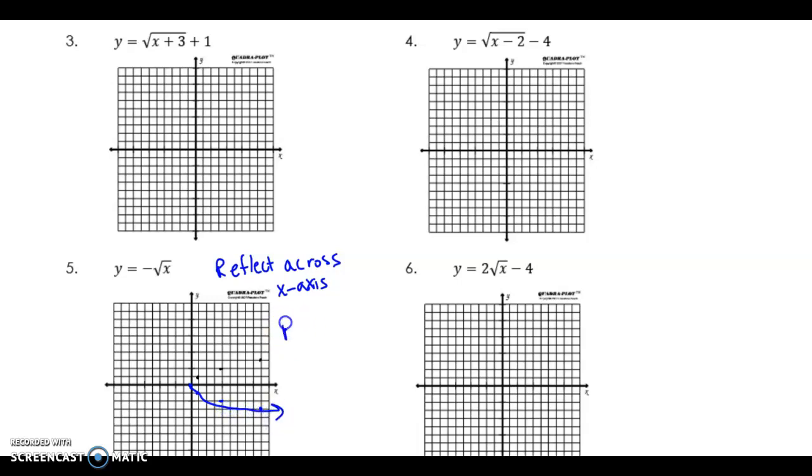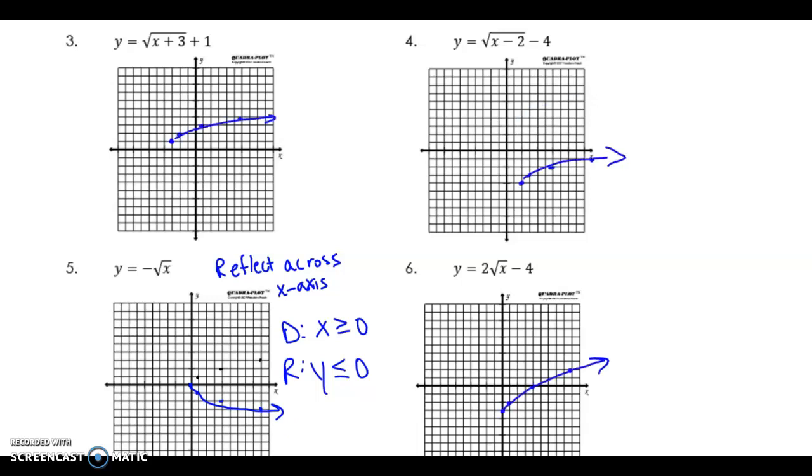So this time for domain and range, domain still is the same. X needs to be greater than or equal to 0. But range, what can y be? So now we have a maximum point, not a minimum point. So we're going to say y needs to be less than or equal to 0 because it needs to be 0 or below. All right, why don't you guys pause the video and go ahead and try 3, 4, and 6.